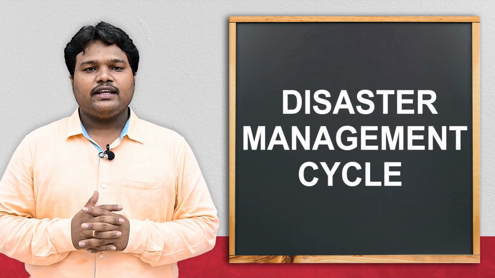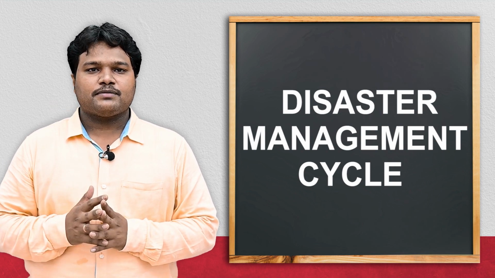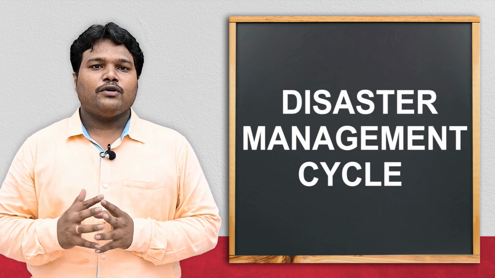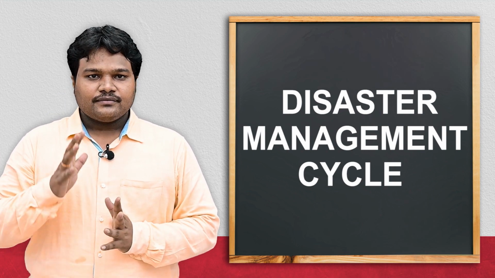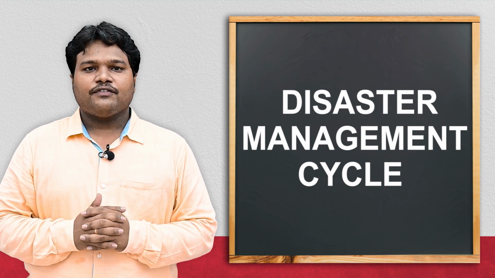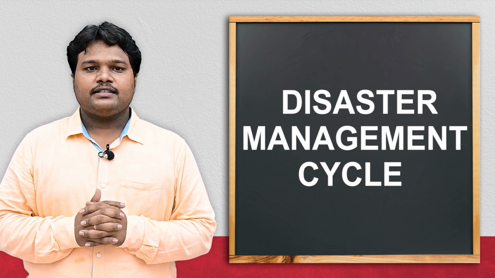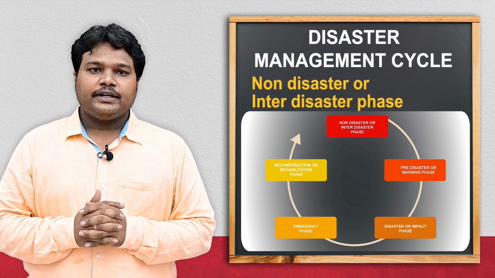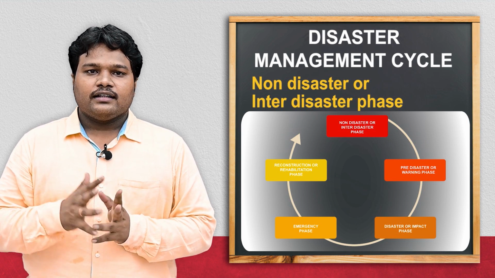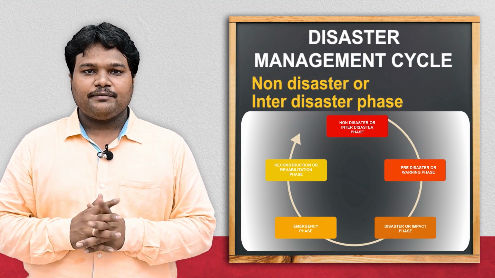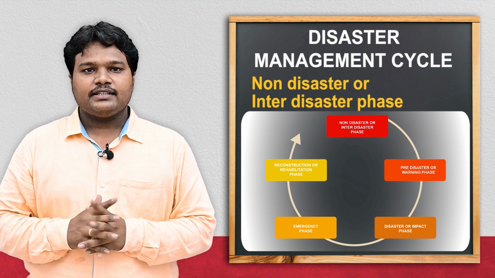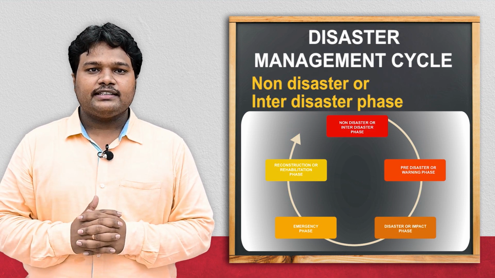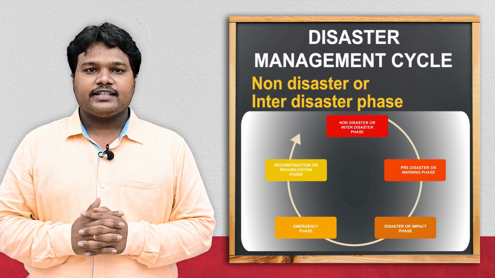In the disaster cycle, we have some management steps of what we have to do before the disaster and after the disaster. So now we are going to see about that disaster cycle. The first step in the cycle is the non-disaster or inter-disaster phase. The second step is the pre-disaster phase, and the third step is the disaster phase, that means the disaster impact takes place. The fourth step is the emergency phase, and the last, fifth step is the reconstruction or rehabilitation phase.